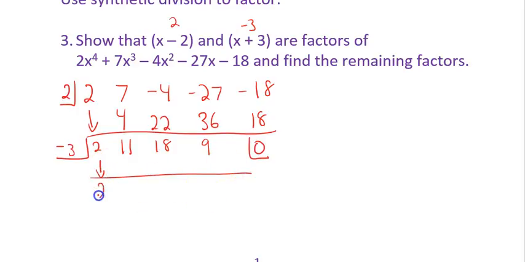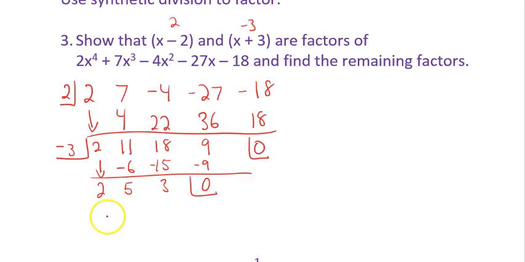So I'm going to bring down the 2. 2 times negative 3 is negative 6. 11 minus 6 is 5. 5 times negative 3 is negative 15. 18 minus 15 is 3. And 3 times negative 3 is negative 9. And again, I get a 0 here, as I should if it is truly a factor of this. And that's a way to test if something is a factor, if you ever need to know that.